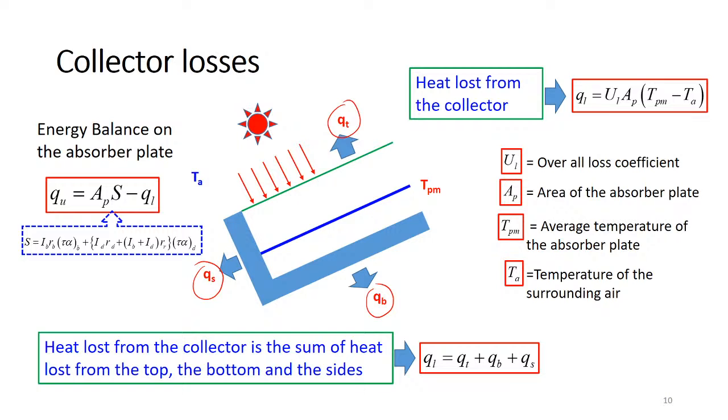Also we can develop the energy balance equation on the absorber plate. This is the absorber plate and this is the glass cover. The amount of solar flux received by the absorber plate can be calculated by using this expression. That way we can do the entire analysis and calculate QL, which is the sum of QT, QB and QS.